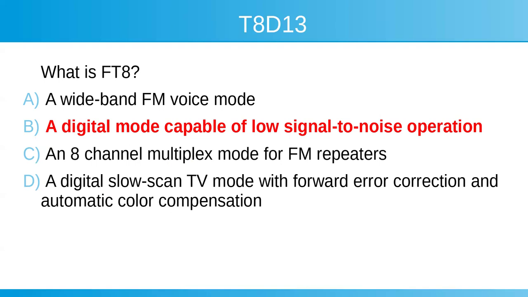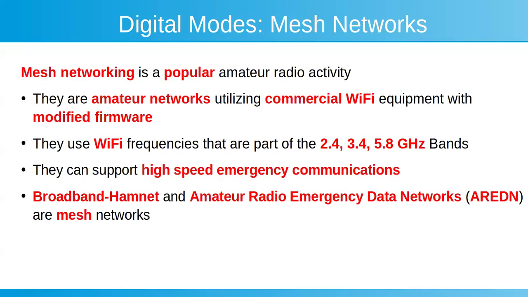And it's not digital slow scan TV. No, and it's not an 8-channel multiplex mode for FM repeaters. Is there such a thing? I guess you could, 8-channel multiplex, but they'd have to sort it out somehow. I don't know. But it's not a TV. Pretty narrow channels. You get 8 to 15 kilohertz. Okay.